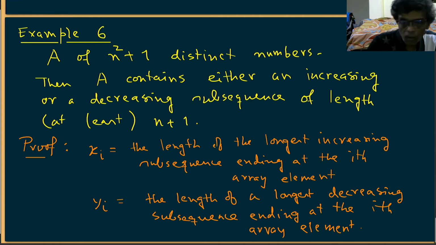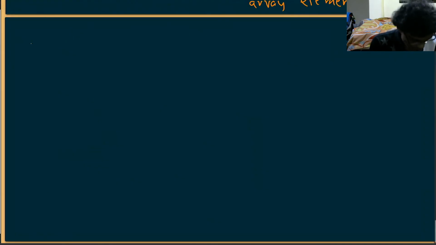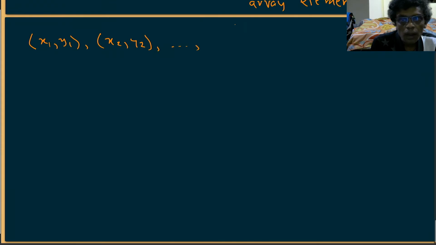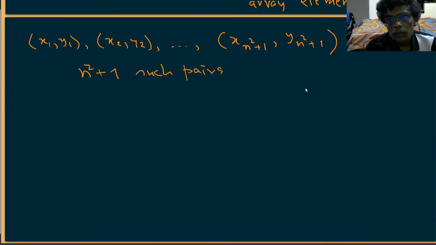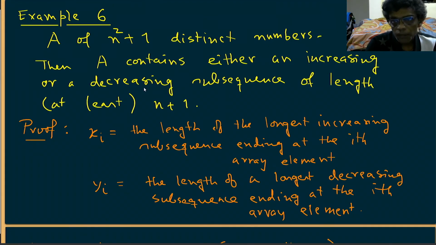Then, what do I have? Once I have defined these things, I consider these pairs x1, y1, x2, y2, and so on, up to x n square plus 1, y n square plus 1. So there are n square plus 1 such pairs. If this condition does not hold, then each xi is less than or equal to n, each yi is also less than or equal to n. Right?